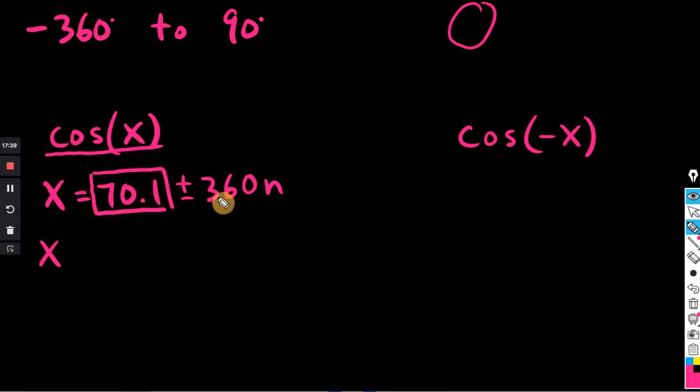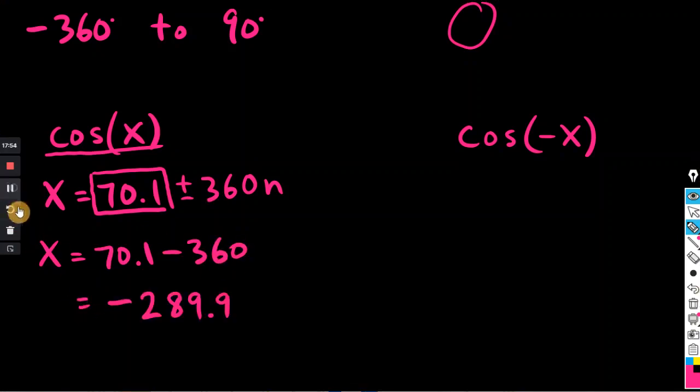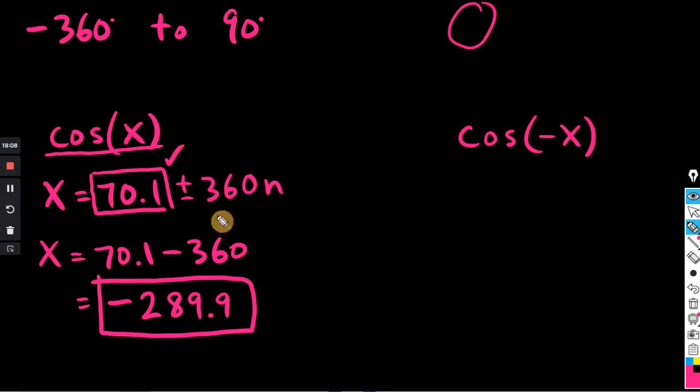Okay, and if we add 360 to 70, that's going to be more than 90, so forget it. So let's try subtracting 360. If we do 70.1 minus 360, I get negative 289.9. That is in the range, so that one is good. Now, if we subtract 360 again, that's going to be less than negative 360. So these two are the only two for now.